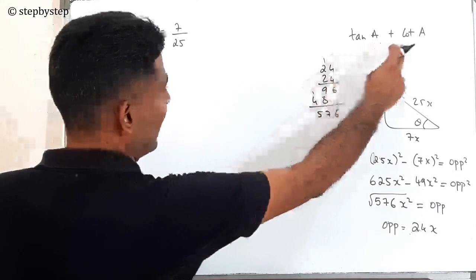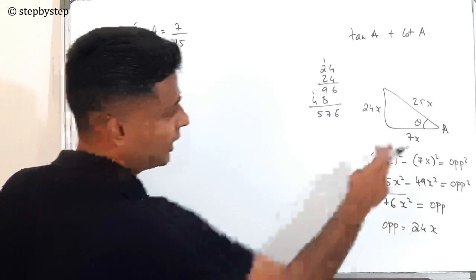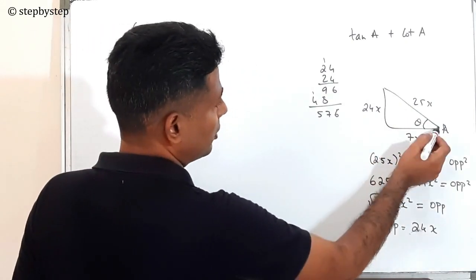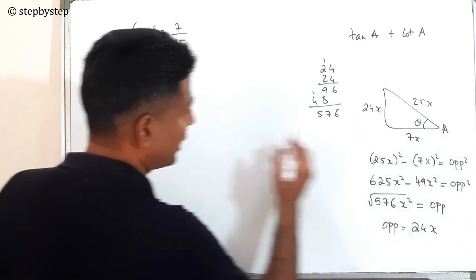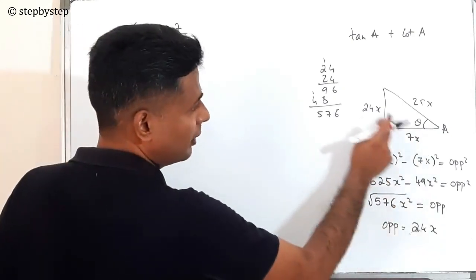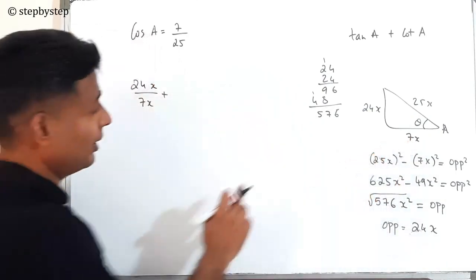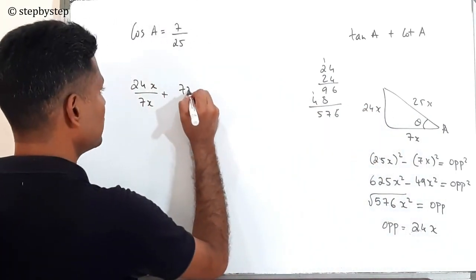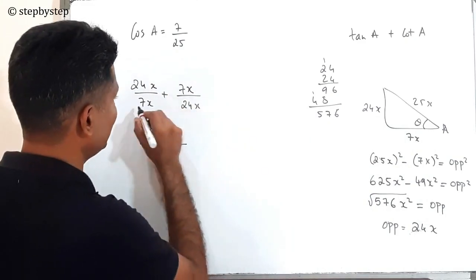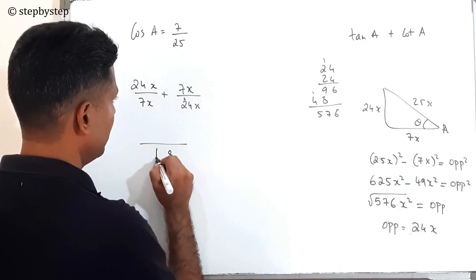Now they asked us tan A plus cot A. Now cos A, which means this side is A, right? If I have taken this as theta, this side is A because they have said cos A is that angle. Now tan A is opposite by adjacent, so 24x by 7x, plus cot A is adjacent by opposite, so 7x by 24x. So the LCM is 24 into 7.